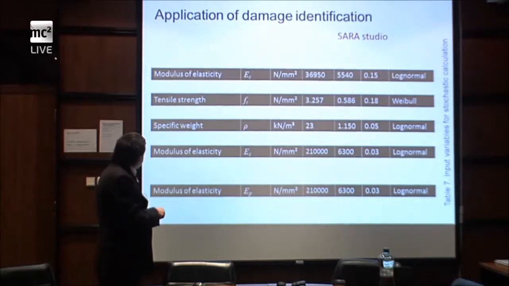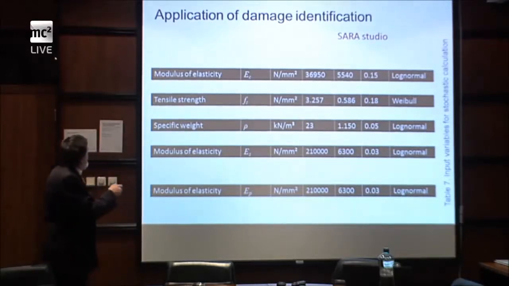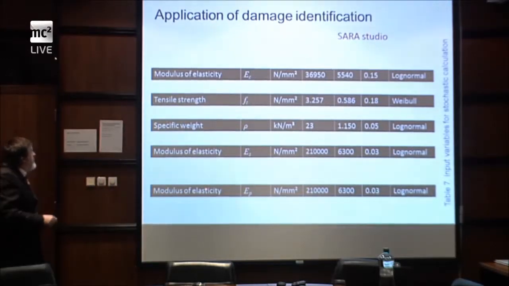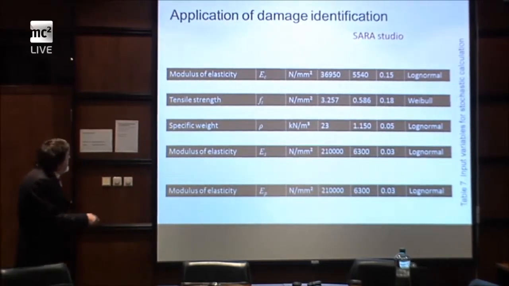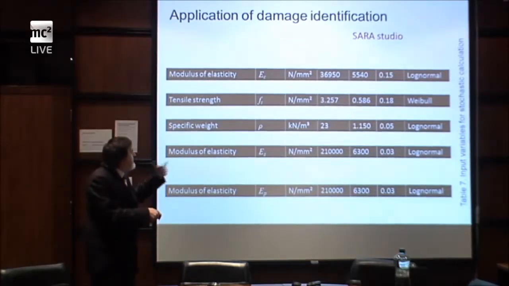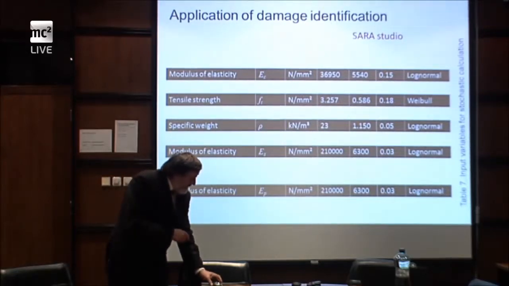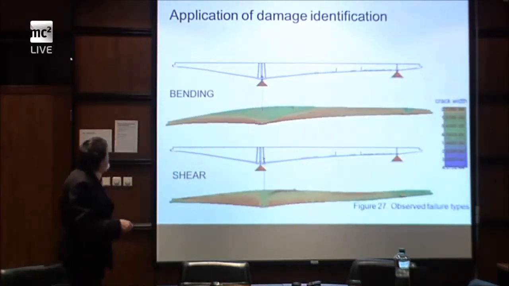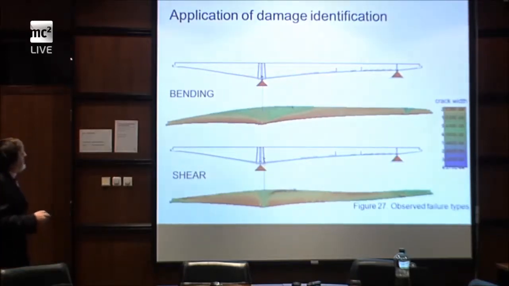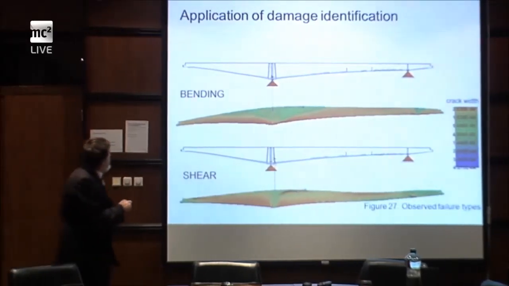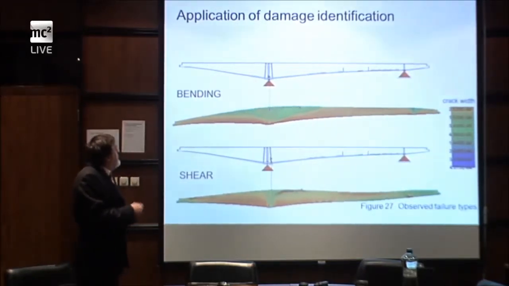Again, this scattered table is supposed to contain information on random variables related to this bridge, going from modulus of elasticity, tensile strength, fracture energy, etc., related to concrete and steel. This was used for calculation of reliability. After that, you can see the finite element model behavior in bending and shear using the random realization.